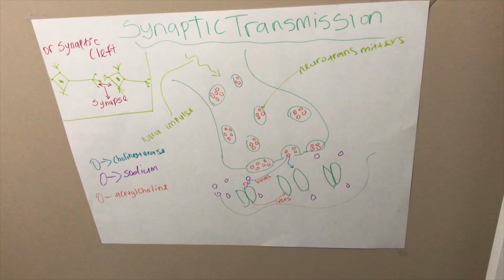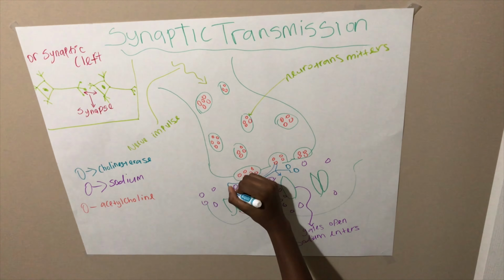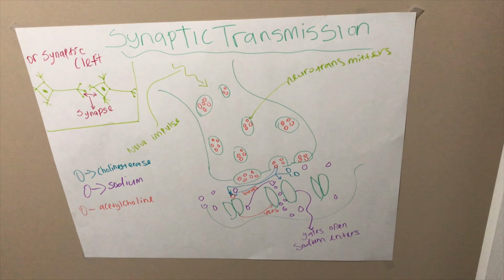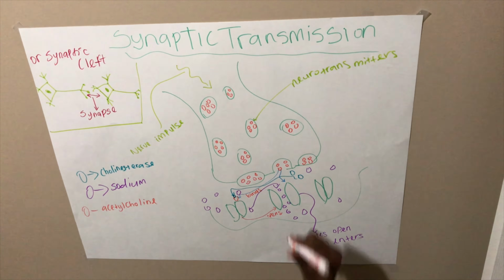Once the acetylcholine attaches to the second neuron's dendrites, it opens the sodium channels, allowing sodium ions to diffuse into the second neuron through depolarization. This creates an action potential.